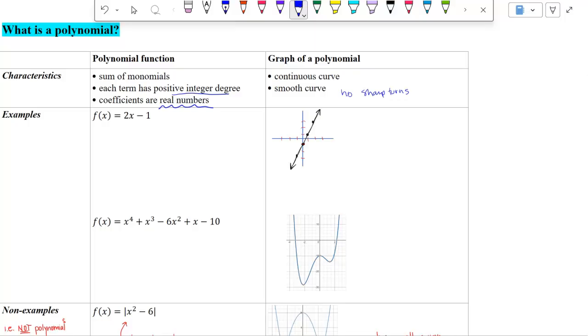Now also, if we look at the second one, we notice that this is a polynomial. If we look right here at the degree of our first term, the degree is 4, right? Because that is the highest exponent of our terms. Now, if you look here, we've got a graph, and if we were going to draw this graph, we don't have to pick up our stylus or a pencil. It is smooth, no sharp corners, no sharp edges, and it is continuous.